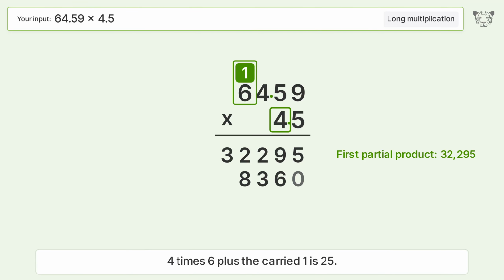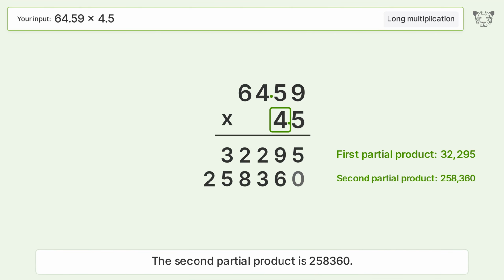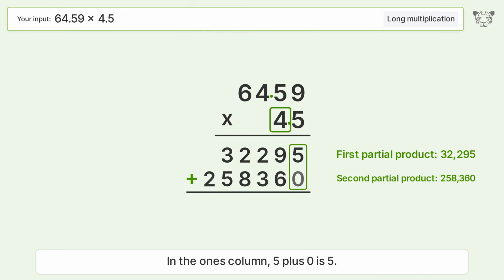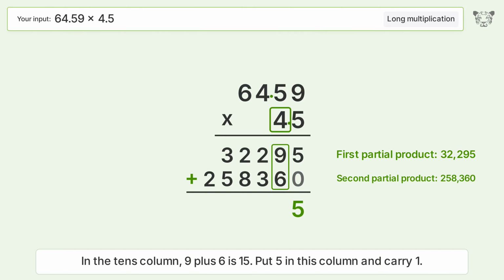4 times 6 plus the carried 1 is 25. The second partial product is 258,360. Now add the partial products, working from right to left. In the ones column, 5 plus 0 is 5. In the tens column, 9 plus 6 is 15. Put 5 in this column and carry 1.